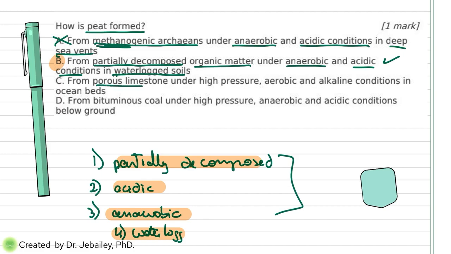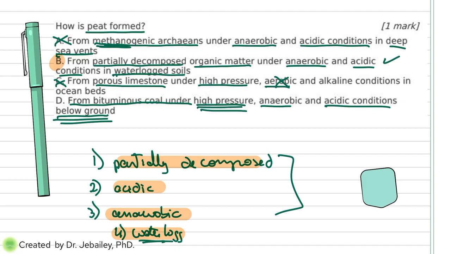Here says a porous limestone under high pressure, aerobic. Oh, you already said aerobic, so done. Then bituminous coal under high pressure, anaerobic acidic conditions below the ground. But it says below the ground, and it doesn't say anything about waterlogged. And there's nothing about high pressure when it comes to peat in this case. So it's not D. So obviously the answer is B. So once again, having these 4 words in your head about peat, you will always be able to answer right.